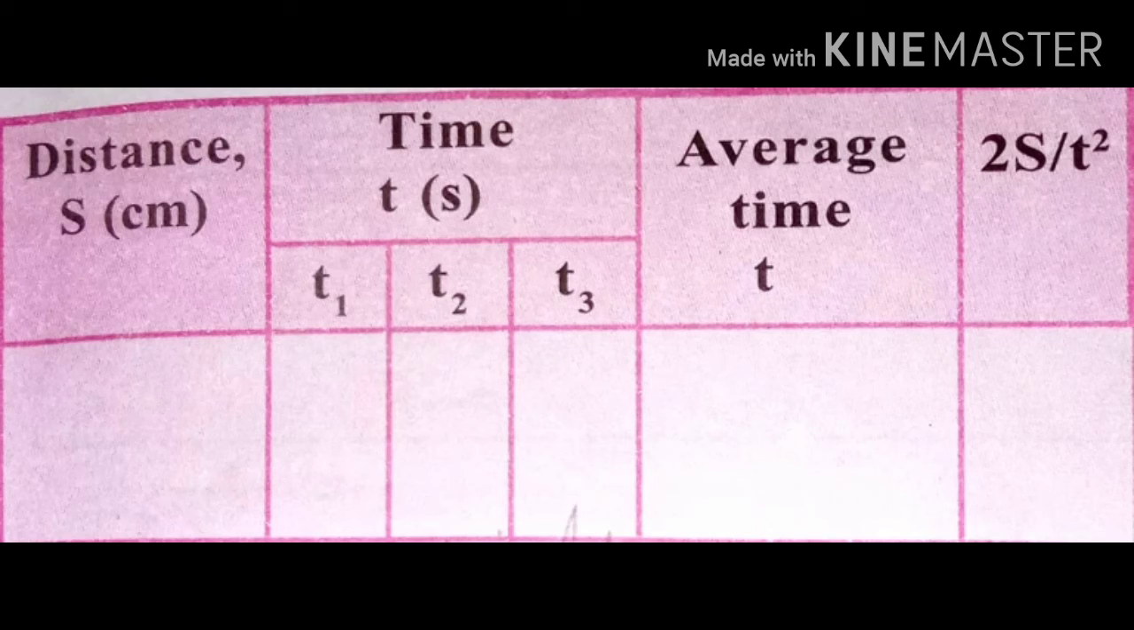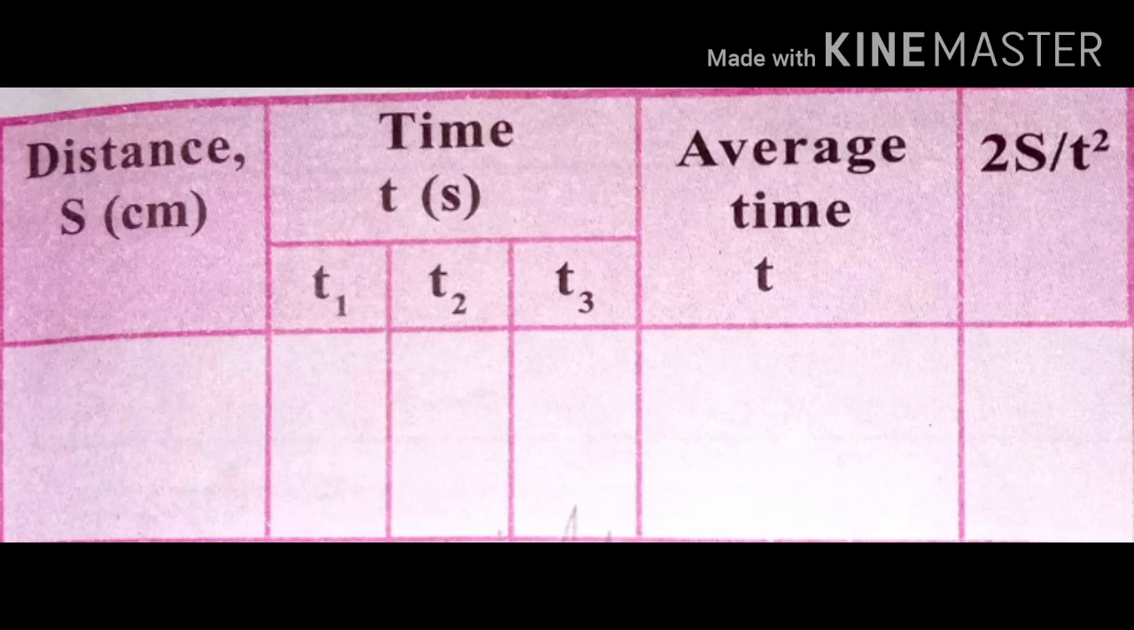Once you get the value of T, substitute it in the formula 2s by T square. That is, 2 into s, the distance you have taken in centimeters, divided by the time you got squared, T into T. Like that you have to do it for 2 to 3 distances. And now find the values of 2s by T square.